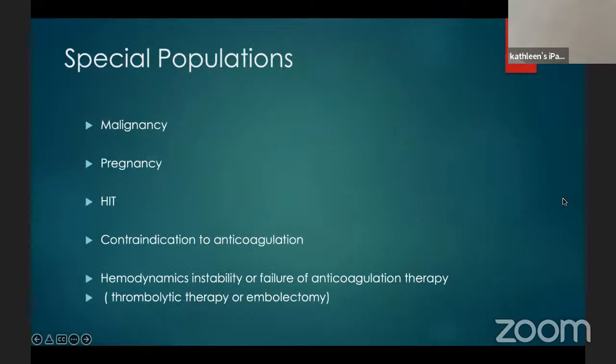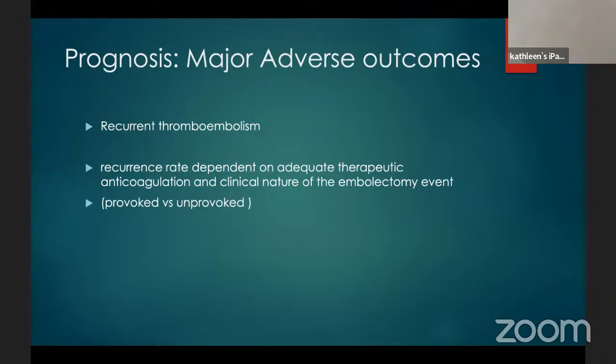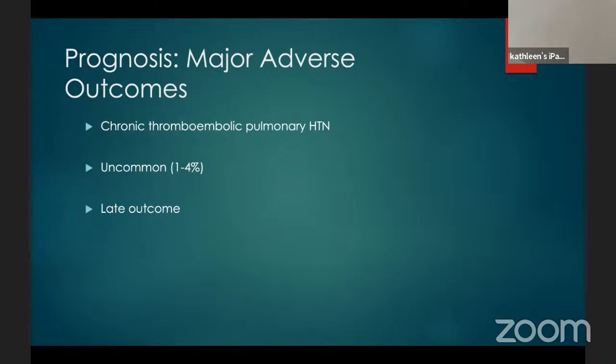Major adverse outcomes. First is recurrent thromboembolism. The recurrence rate is dependent on adequate therapeutic anticoagulation and the clinical nature of the embolic event, i.e. whether it's provoked or unprovoked. The cumulative rate of recurrence is reported as 8% at 6 months, 13% at 1 year, 23% at 5 years, and 30% at 10 years. And this varies among different populations.